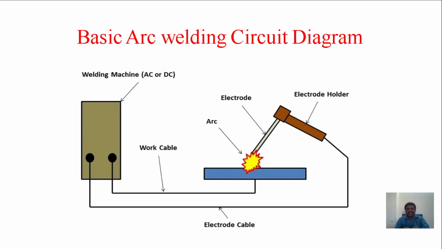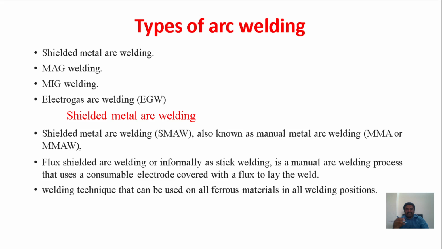Now we discuss shielded metal arc welding, which is also known as manual metal arc welding. What is the use of the flux here? It protects from the atmosphere; whatever contamination takes place at the welding zone, due to this flux there is no contamination, as it prevents the atmosphere from reaching the welding zone. That is the use of the flux in shielded arc welding, which we can also informally call stick welding.